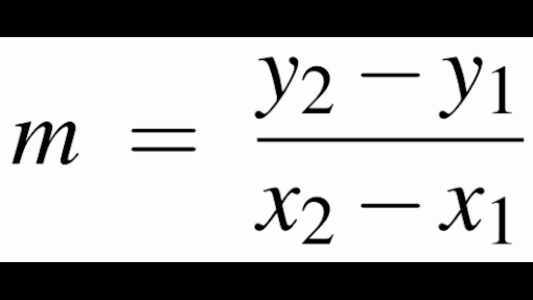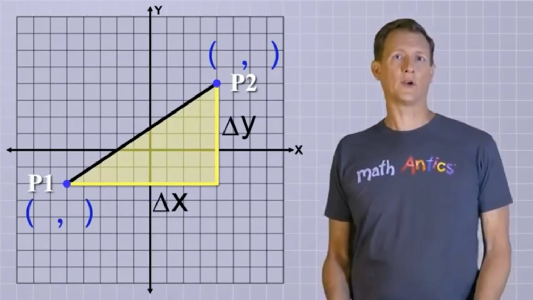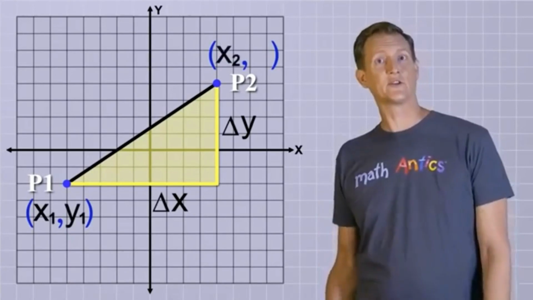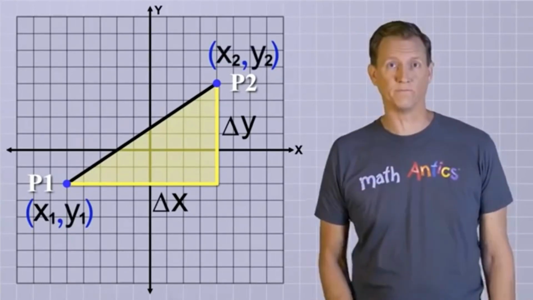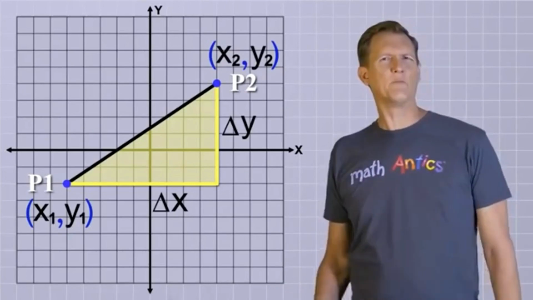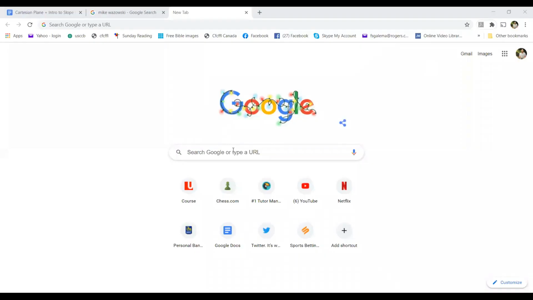over x2 minus x1. Now you might be thinking, well, what are x1, x2, y1, y2? Why are we working with so many variables? Well, going back to our example, point 1 will be x1, y1, and point 2 will be x2, y2. Now it's important to remember that point 2 will always be the point furthest to the right. So let's put it all together.